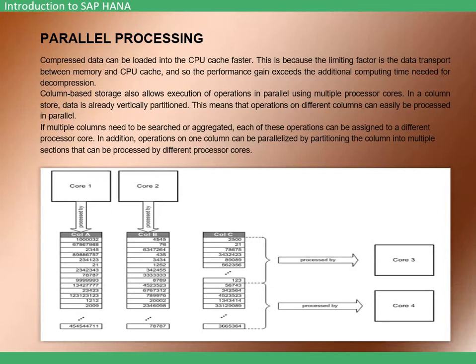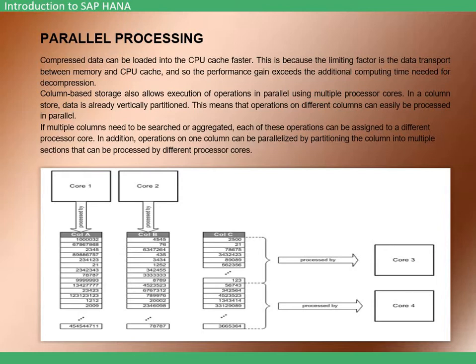Compressed data can be loaded. SAP HANA has the capability to compress the data in a columnar architecture, and the compressed data can be loaded into the CPU cache faster. This is because the limiting factor is the data transport between the memory and the CPU cache, and the performance gain can exceed the additional computing time needed for decompression.